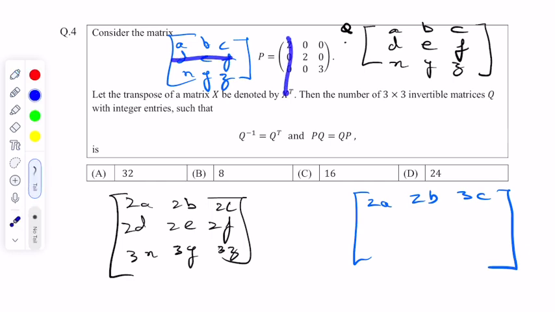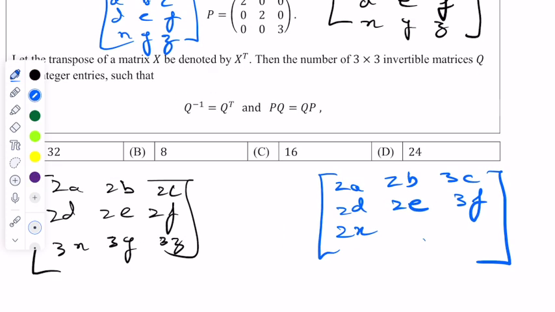When we multiply this with this, we'll get 2d. If we multiply this with this, we'll get 2e. Diagonal elements anyhow, nothing to worry about. And if we multiply this with this, we'll get 3f. Similarly, if we do it over here, you'll get 2x. This into this will be 2y. And we are getting 3z.